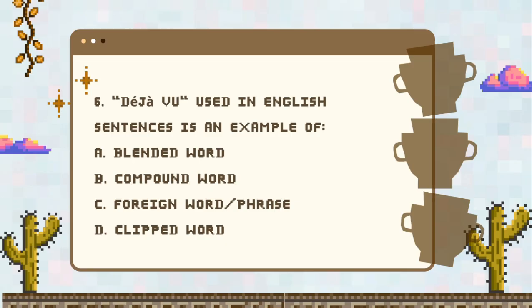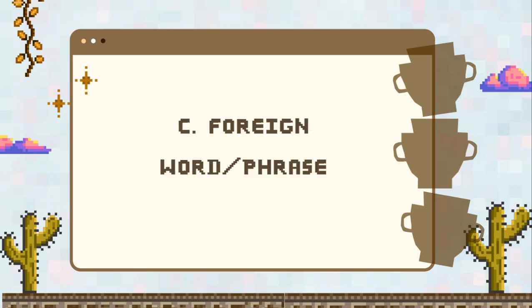Next is the seventh question. The study of how a word's meaning and form change over time is called: A, coinage; B, etymology or word history; C, clipping; D, blending. So what's the answer, guys?